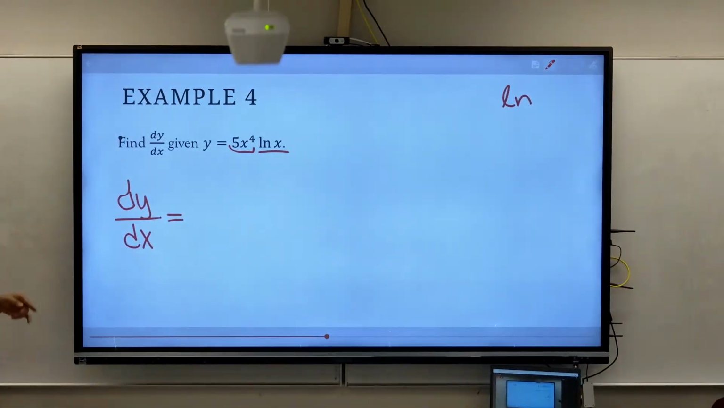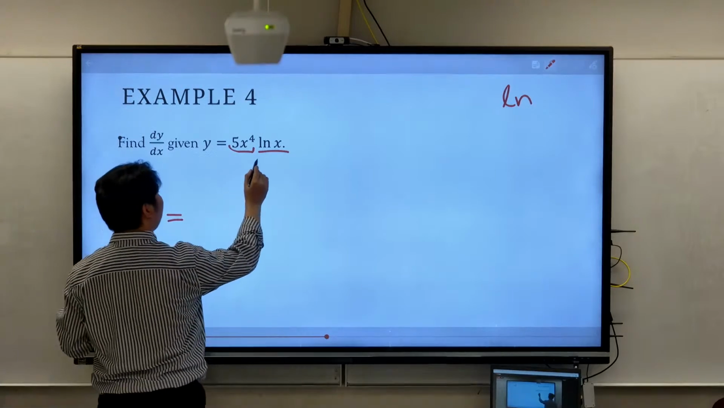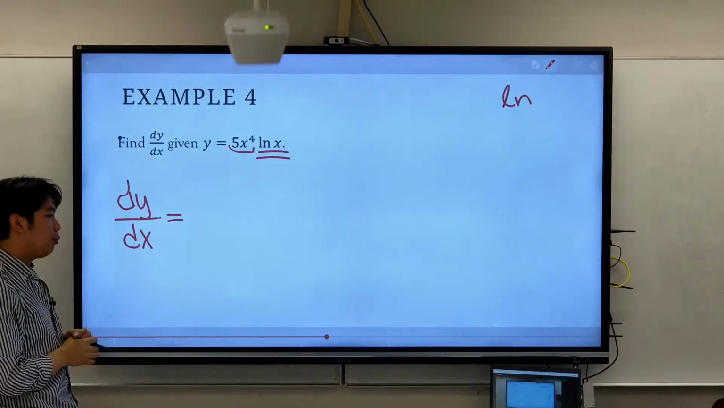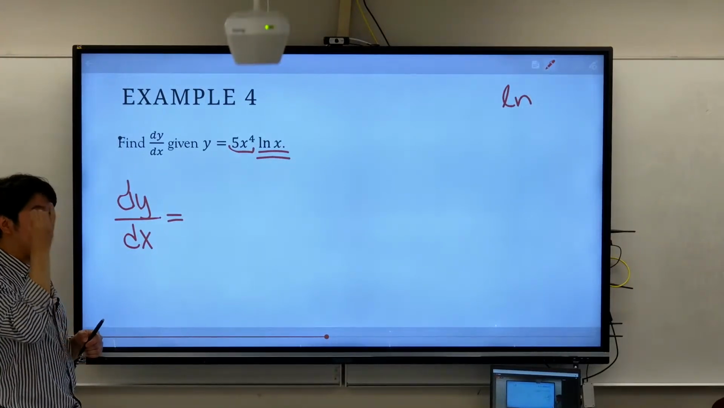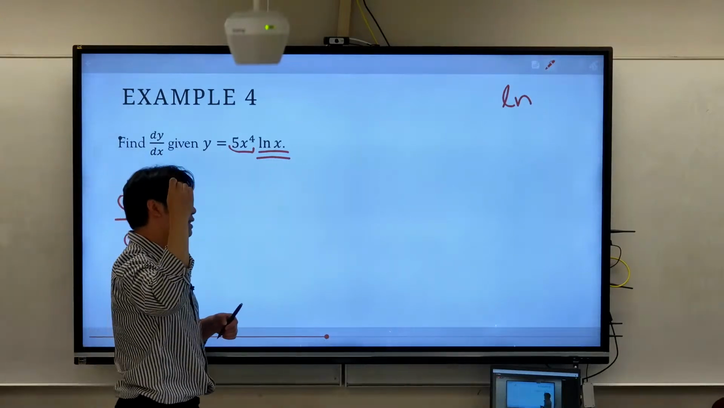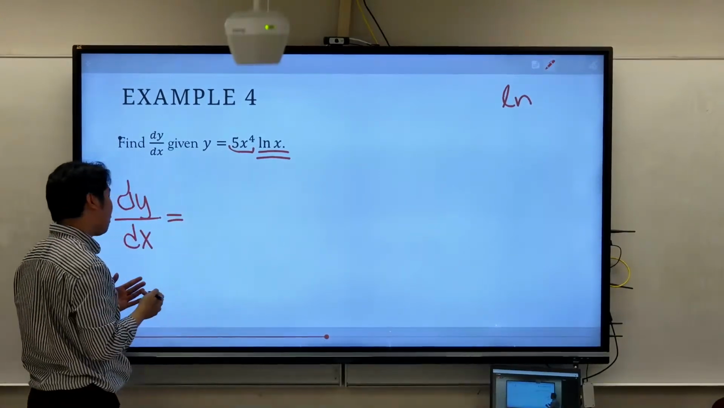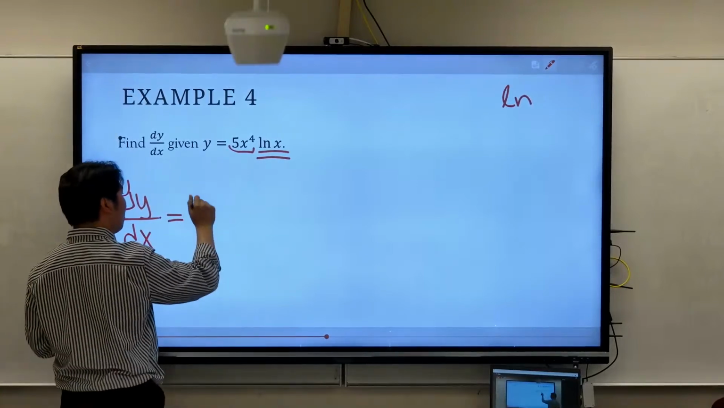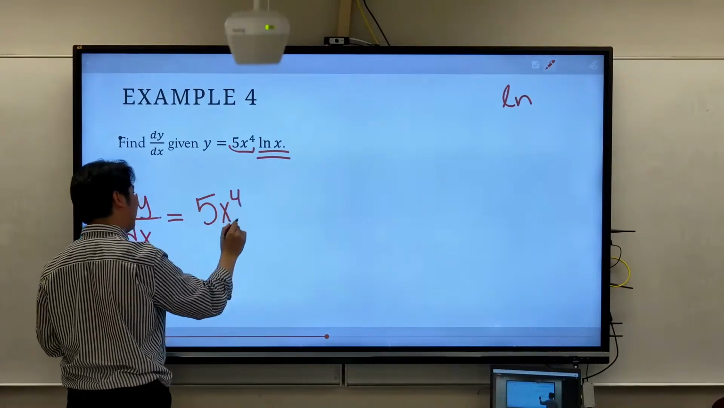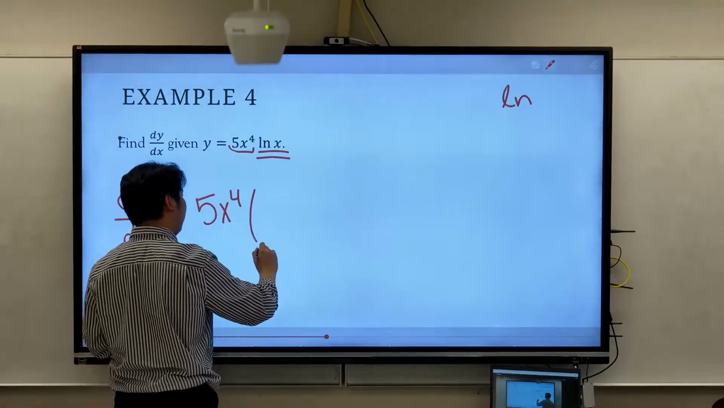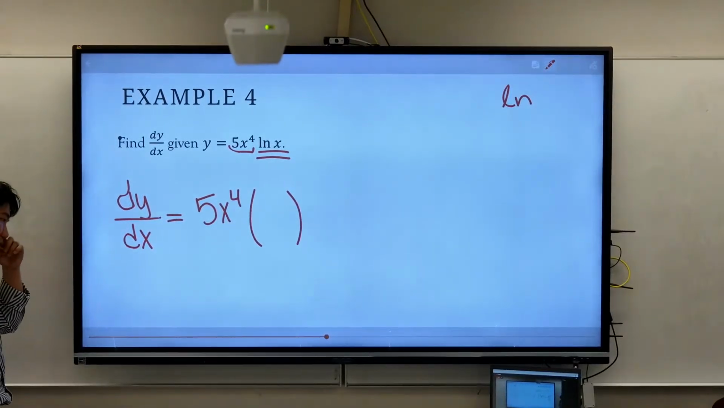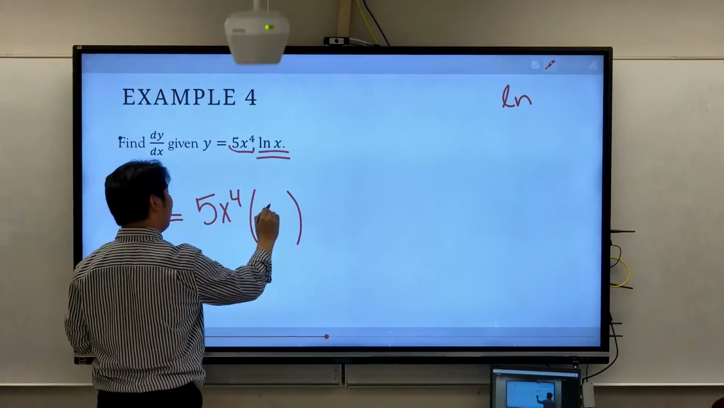All right, so I have my first and my second. I'm going to denote it with 1 line and then 2 lines. Product rule states that the derivative of a product is first d second plus the second d first. So we're just going to follow through with that. We have the first, 5x to the 4th power, times the derivative of the second. What's the derivative of ln of x again? Yes, 1 over x.